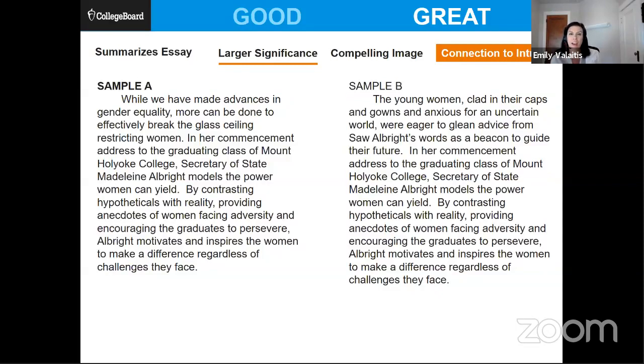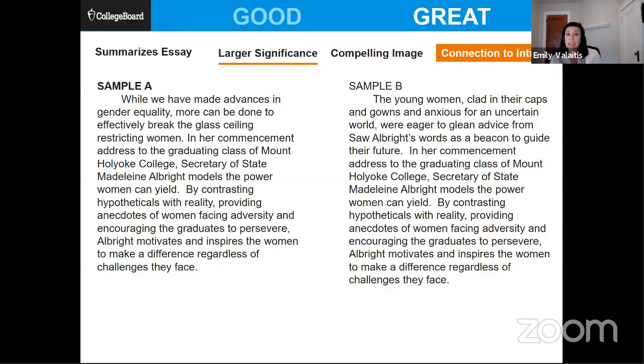The first sentence of the whole essay is essentially rewritten here in the conclusion about making advances in gender equality. So the student has kind of mirrored the end with the beginning, a really clear connection to the introduction, but the issues aren't really there as much. So I just did an underline under the larger significance. You might have seen it. I do see elements of it, but I don't know that it's strong enough for me to fully highlight.